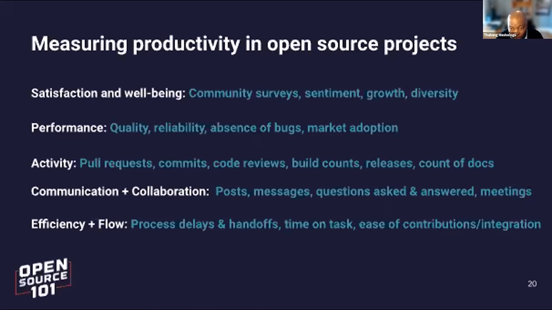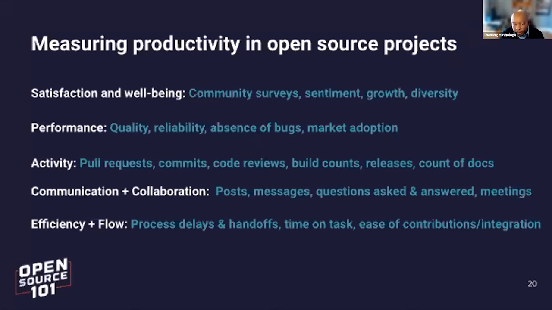Activity, as we mentioned, we talked about pull requests and commits and code reviews, those types of tangible activities that the project team is undertaking. From a community and collaboration perspective, you can look at posts and messages, the things in a community forum that indicate that people are engaged and are interacting with each other. They're asking questions, they're answering them. And also these people are meeting, whether it's online or through physical meetups, they're actually getting together. That connective fabric is being built out.